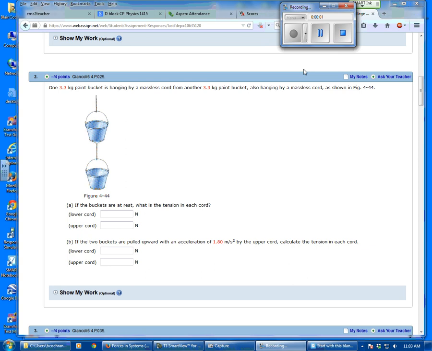All right. So we're going to start here with number 2, as voted by the class, and we'll see how it goes.